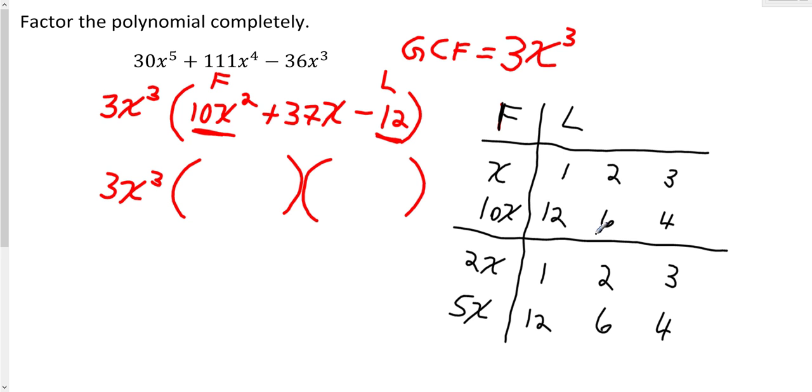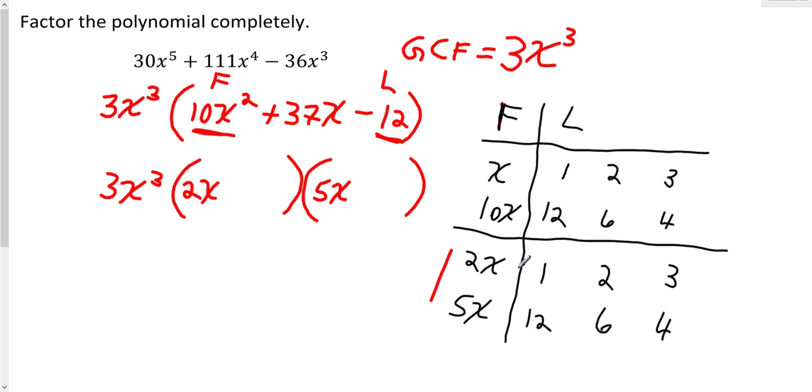So here's the problem that my students had today. My students, when they saw the 10x, they kind of fixated on 2x and 5x. They kind of assumed that this pair here was going to be the pair that was going to work. All right, and then they went through, well, let's try the 1 and the 12 for last.